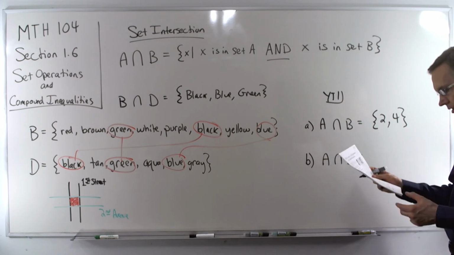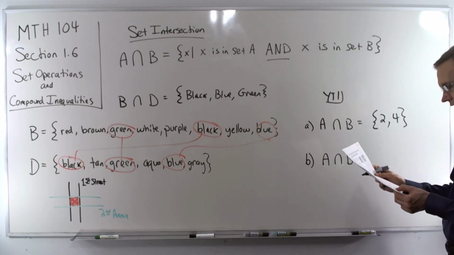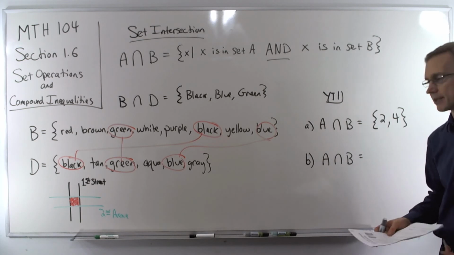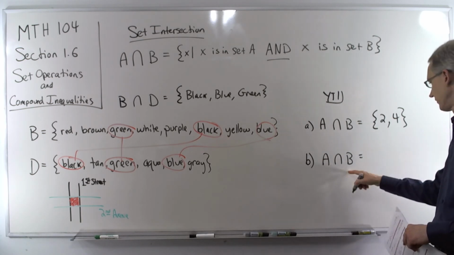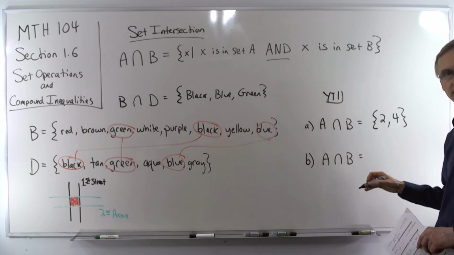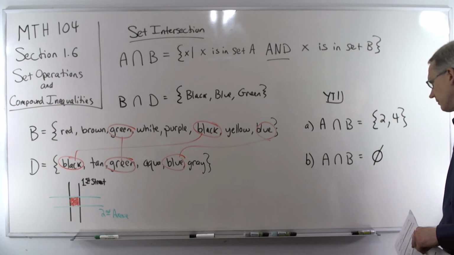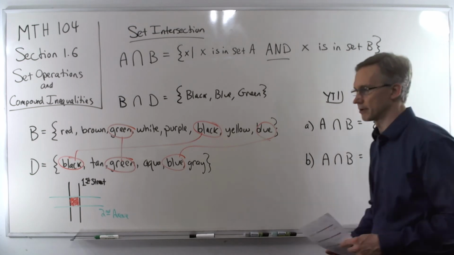Now for part B, you've got even numbers in the first one and odd numbers in the second one. So there are no elements that are in both sets. So the intersection of A and B, remember that symbol we learned last time for a set with no elements in it? Empty set. So A intersect B is the empty set.